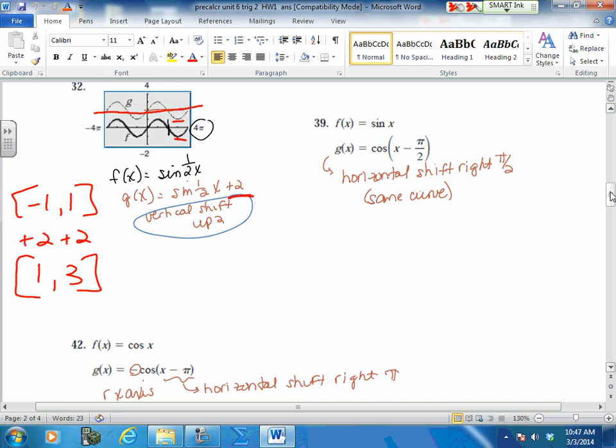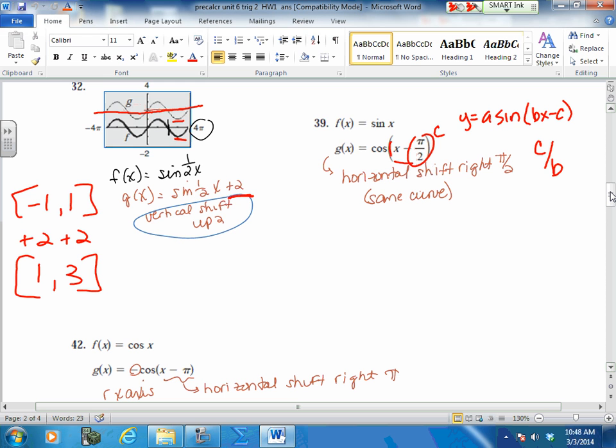Now, 39 is called the phase shift. We're going to add a little letter in here. So we're going to do a sine of bx plus or minus c. So this is the 1, that's the b, this is the c. Your phase shift says c over b.